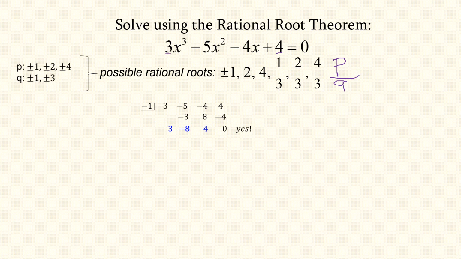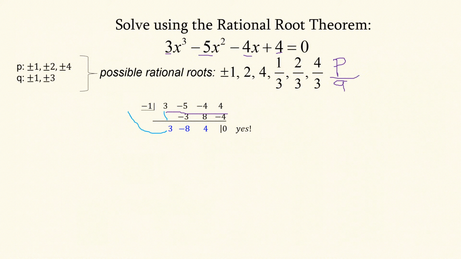So, inuna dito yung negative 1. So, una, isusulat muna natin yung ating mga coefficients. So, we have here 3, negative 5, negative 4, and positive 4. So, ito na siya. Sinulat lang. Then, after that, i-bring down natin yung ating unang number, which is 3. So, bringing down lang yan.